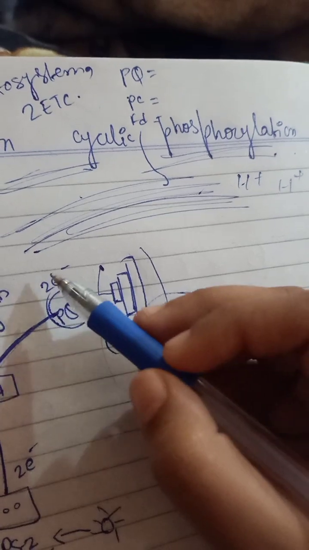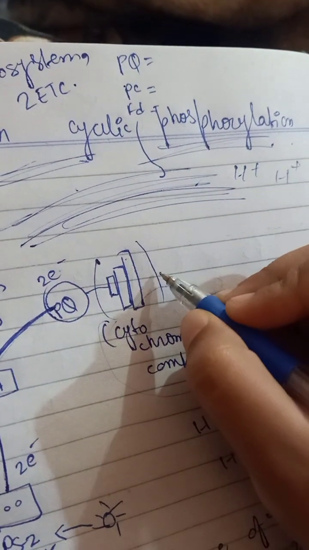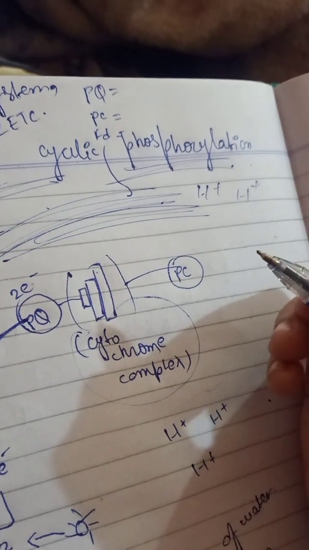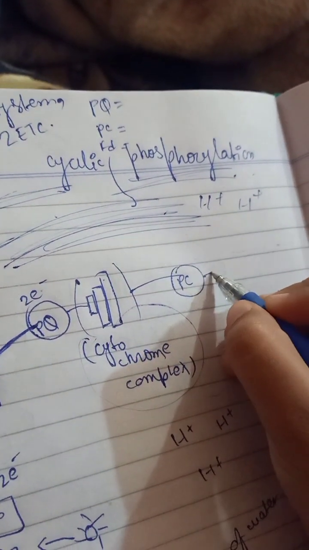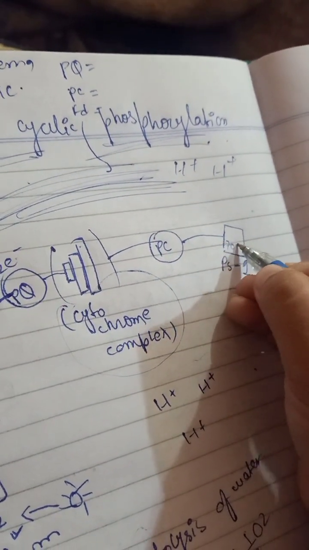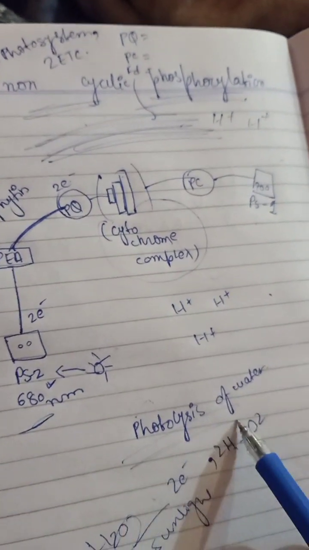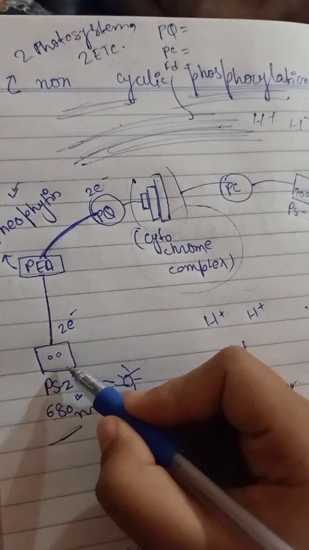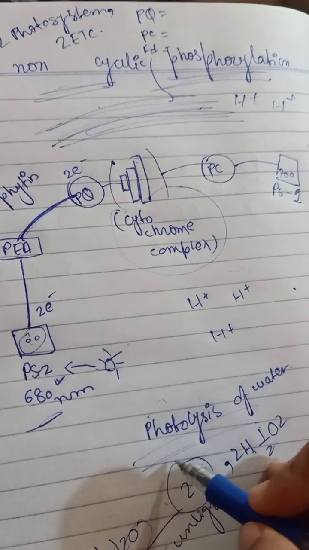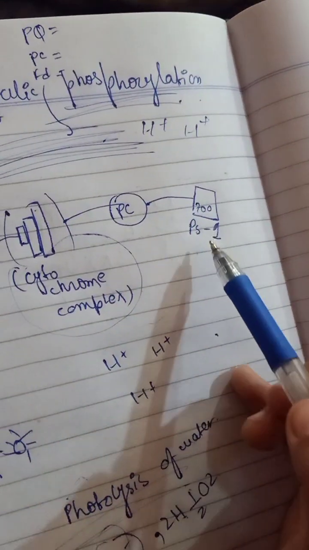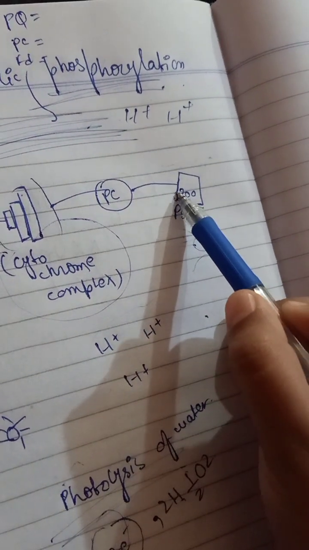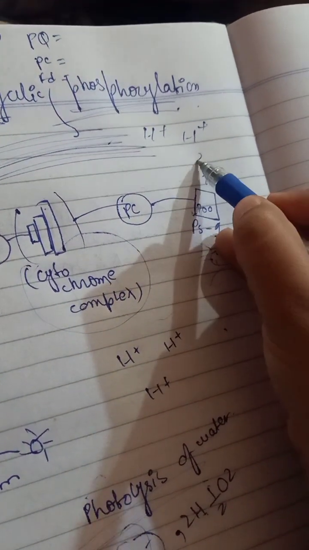Now the two electrons move on to PC, the plastocyanin, and after that toward PS1. The two electrons from the photolysis of water consume the holes that occurred. Now sunlight reaches PS1, which absorbs it and also produces its own two excited electrons.